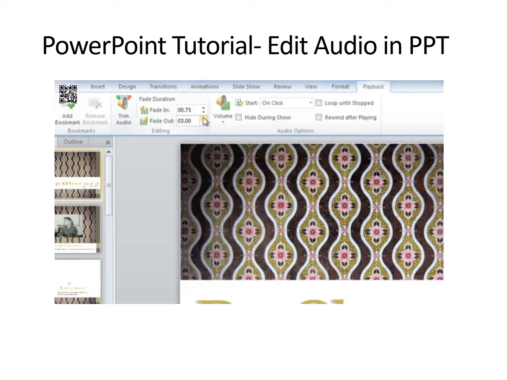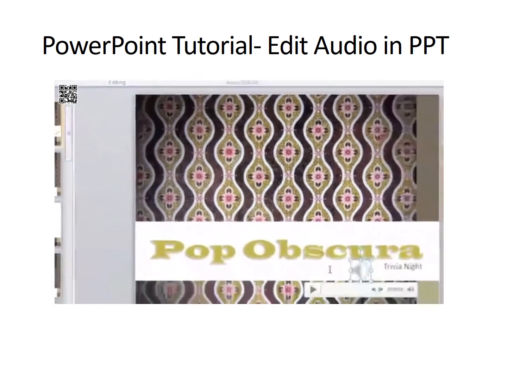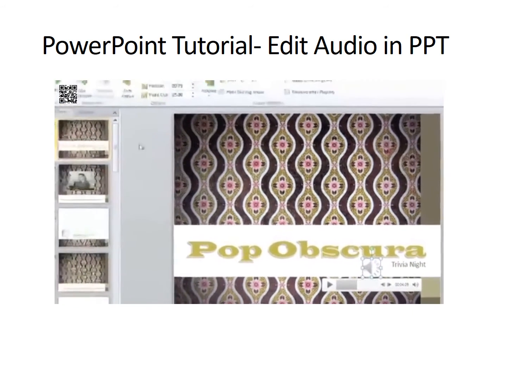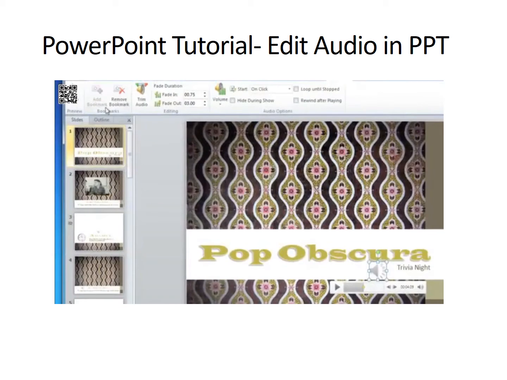If you want to be able to jump to a specific point in the song, you can add a bookmark. Click on the timeline where you want the bookmark to be, and then click Add Bookmark. And this little circle will appear, and during your presentation you can just click on it to jump to that spot.